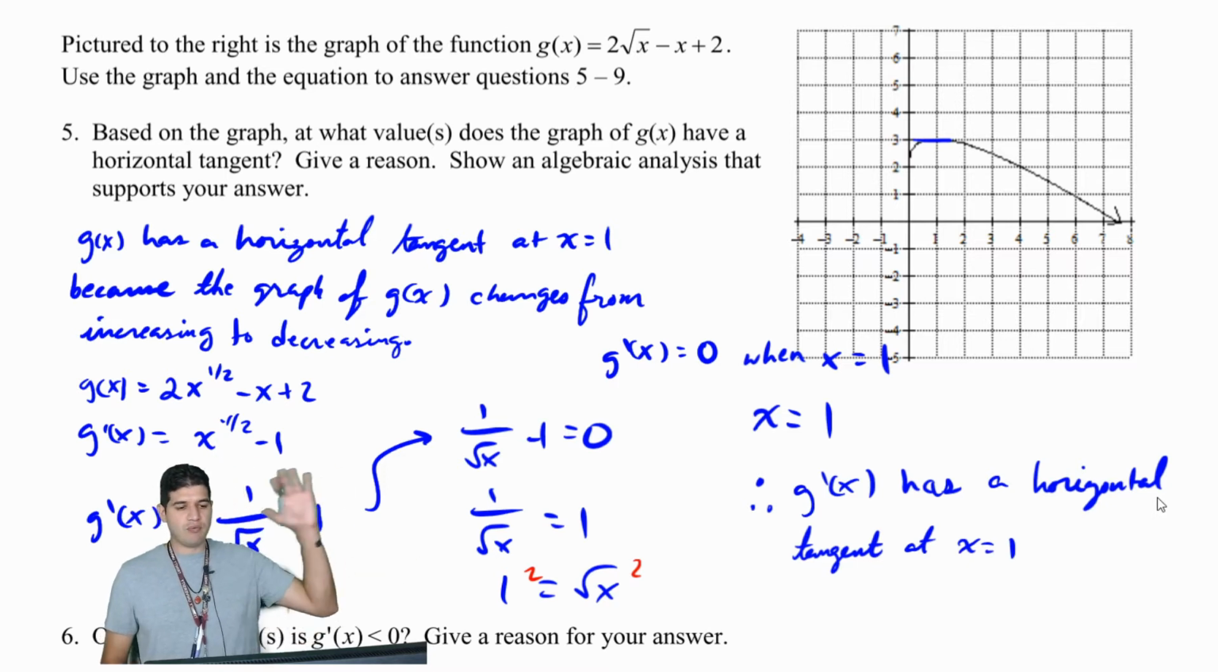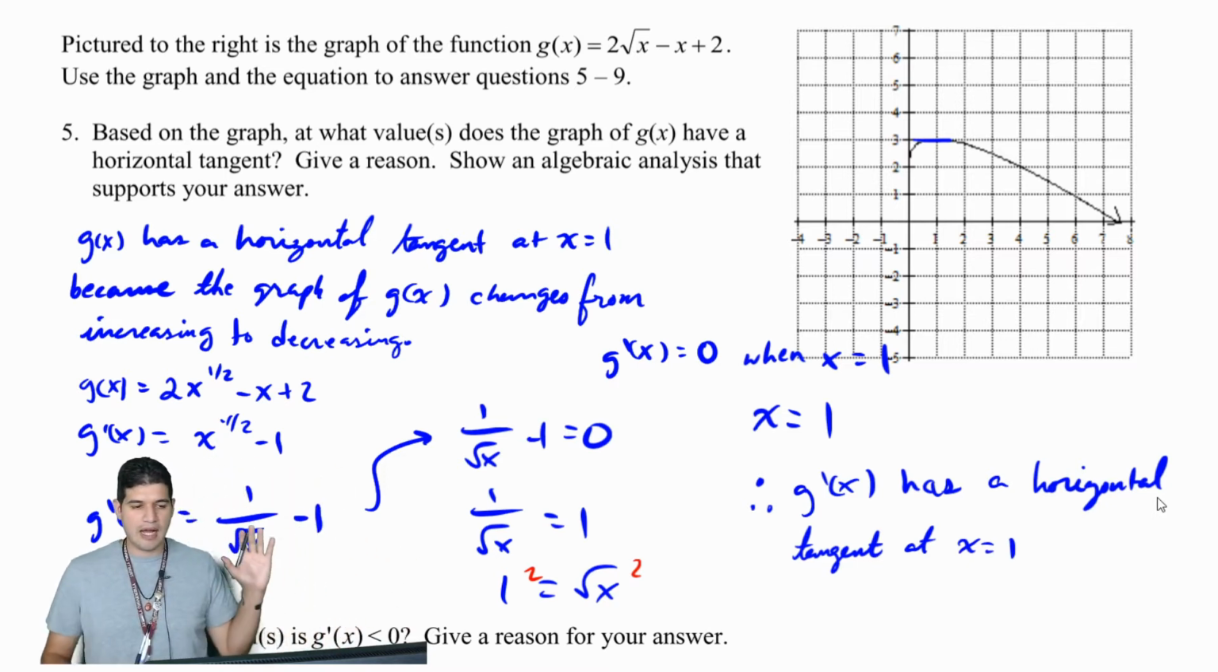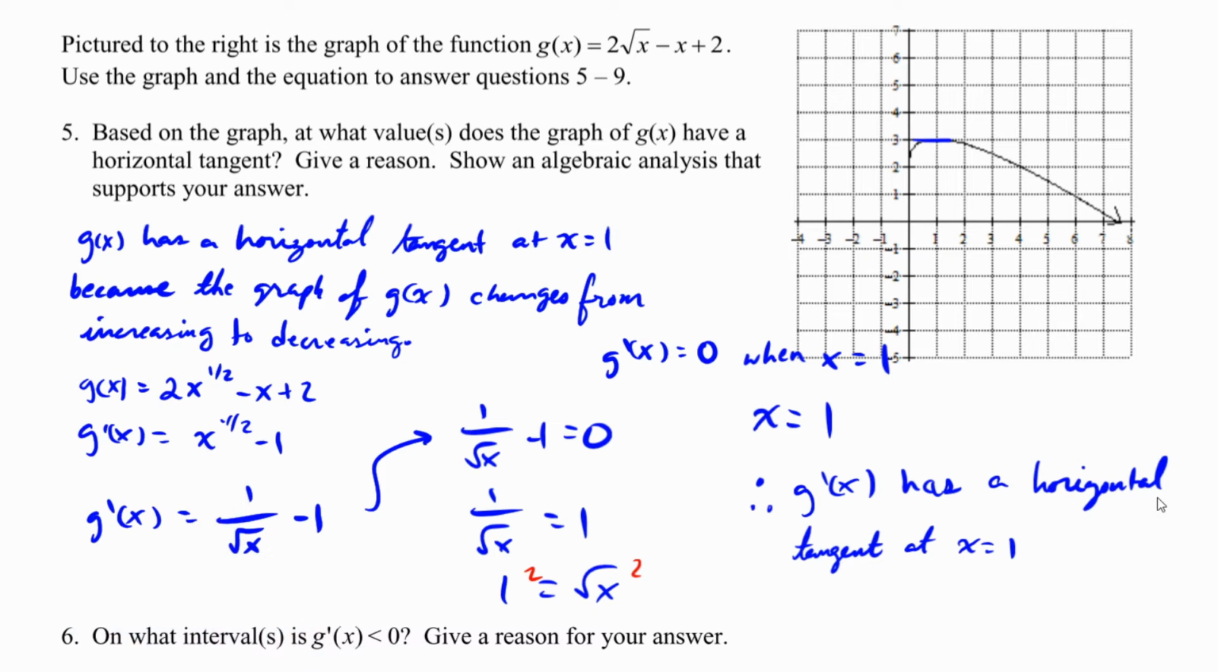Everything that's happening in this work is meant to prove that we have a horizontal tangent. And the reasoning, the proof that we've shown here using calculus, we need to have that calculus reasoning behind it. We can't just say it's changing from increasing to decreasing. We want to have that calculus reason, which is using our derivative.